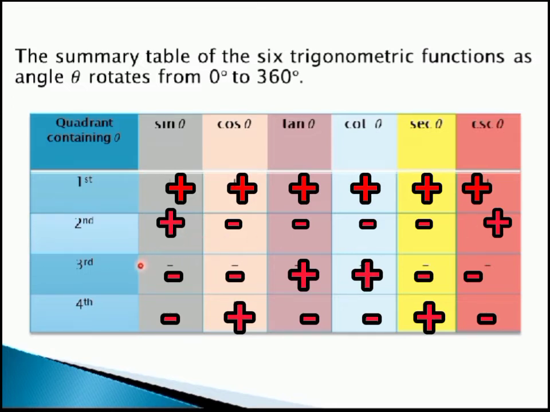And in the third quadrant, all are negative except for the tangent and cotangent. And in the fourth quadrant, all are negative except for the cosine and secant. So, if we get confused, we can also look at the summary table.